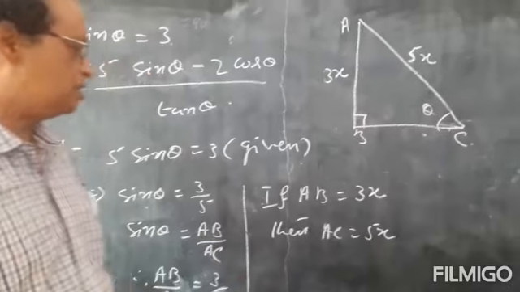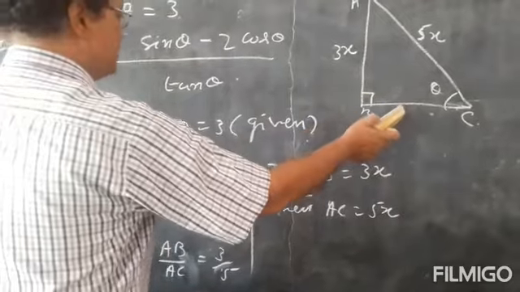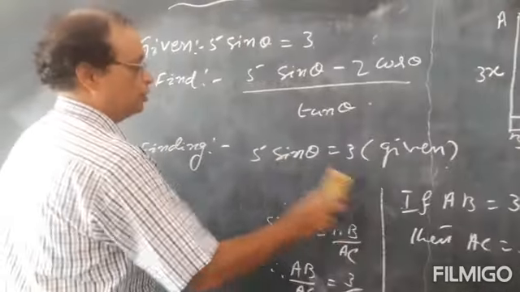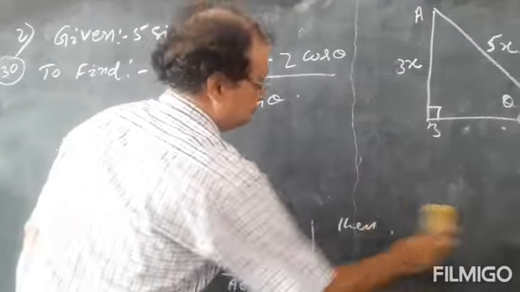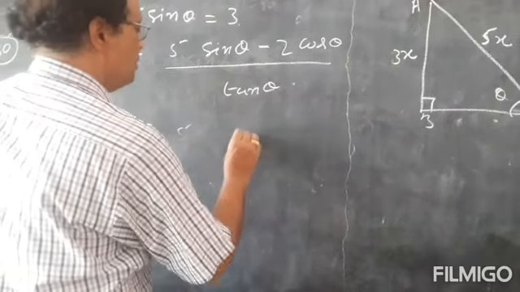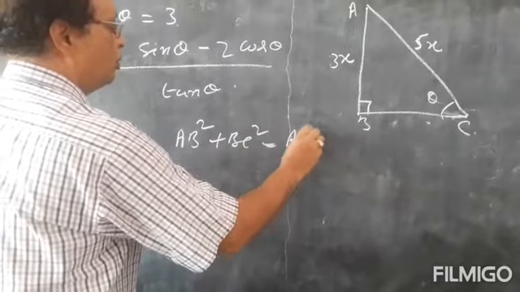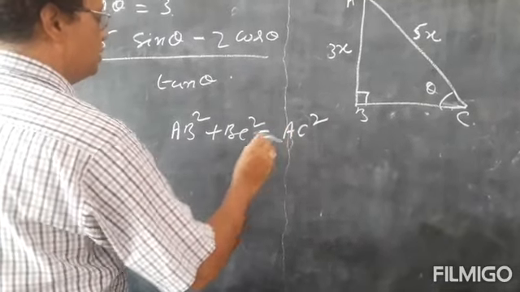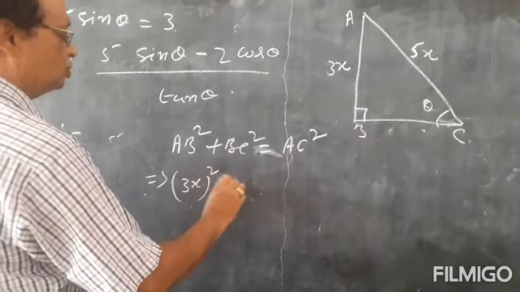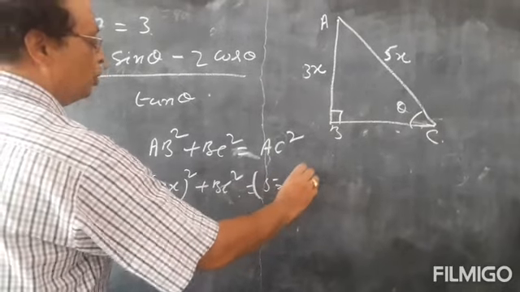Now use Pythagoras theorem and find BC. We do not know this side. After knowing this side, we can find out any T ratio. So now AB square plus BC square is equal to AC square. This is from Pythagoras theorem. Now this implies AB is 3x, so 3x whole square plus BC square is equal to 5x whole square.